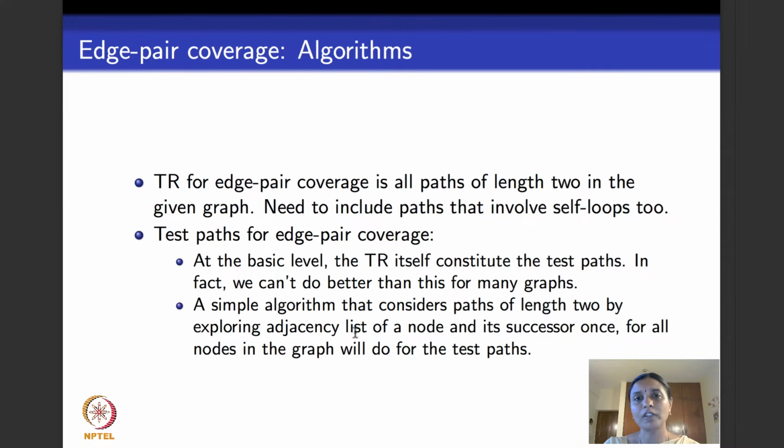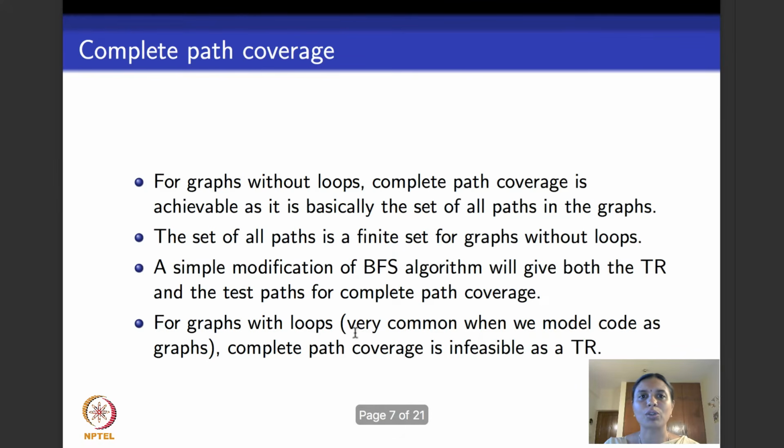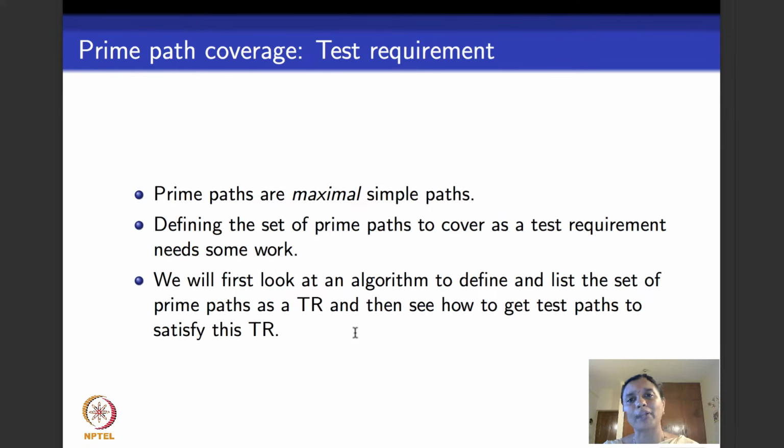Now, the next coverage criterion in our list is what is called complete path coverage. As I told you, complete path coverage is many times not feasible. It's not feasible in graphs that have loops, and graphs that model software artifacts do have loops. Typically, control flow graphs do have loops. So there is no point in looking at complete path coverage, because it will be infeasible. So we directly move on and look at prime path coverage.